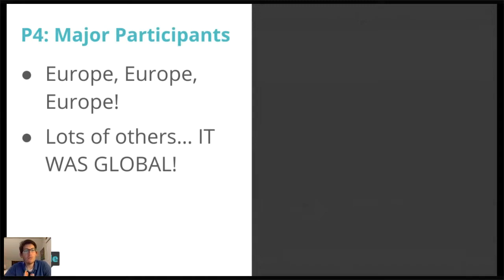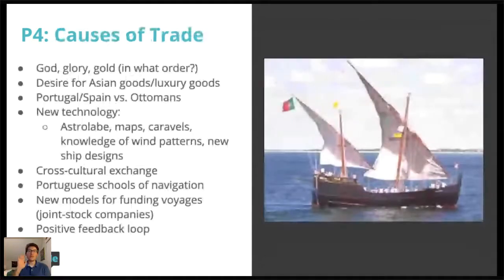Europeans play a role, but a lot of other people are involved and have great control over this. So what are the causes of trade in this time period? I'm going to go through these real quick. God, glory, gold, right? I don't know what order. Maybe you can decide. Europeans are motivated by spreading their religion to the Americas. They're motivated by doing things first and better and getting rich, right? And depending on the country, perhaps the motivations are different, or perhaps maybe just depending on the person.